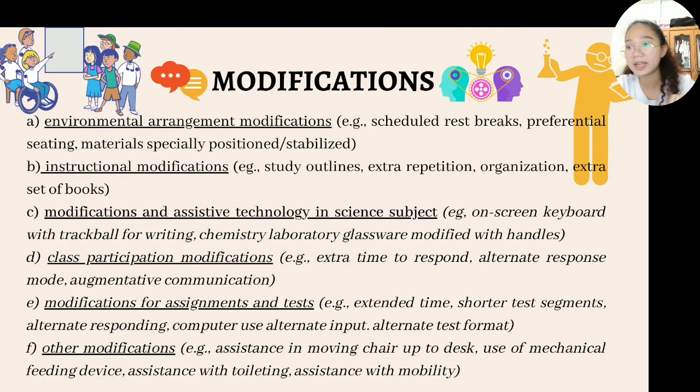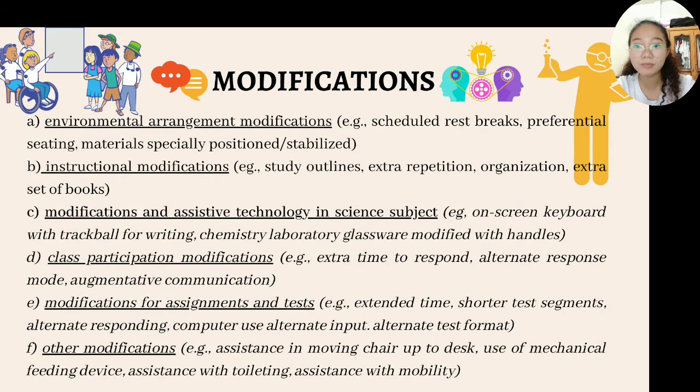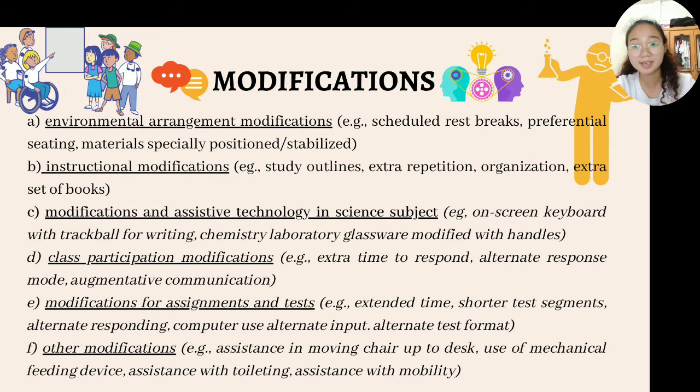And we also have letter E, modifications for assignments and tests. Examples are extended time, shorter test segments, alternate responding, computer use, alternative input, and alternate test format. And lastly, other modifications such as assistance in moving chair up to desk, use of mechanical feeding device, assistance with toileting, and lastly the assistance with mobility.